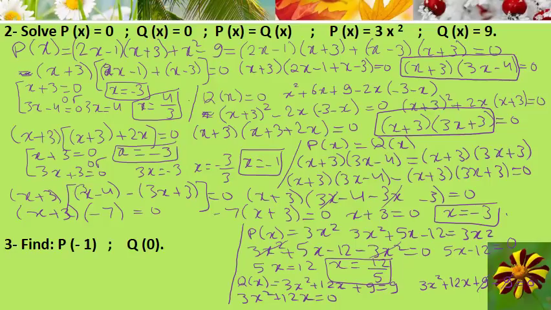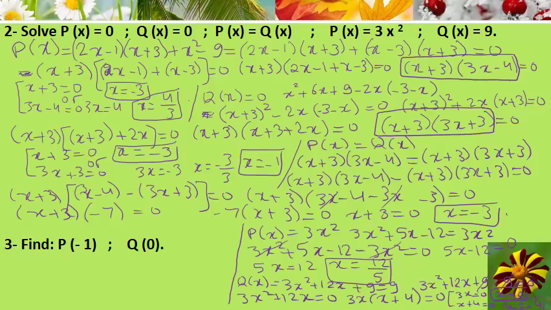What do we take common? x. Between 3x, we take 3x. 3x into x plus 4 is equal to 0. How many solutions do we have? 2 solutions. We have 3x is equal to 0, then x is equal to 0, not minus 3, okay? Or x plus 4 is equal to 0, then x is equal to minus 4. This is the second solution.